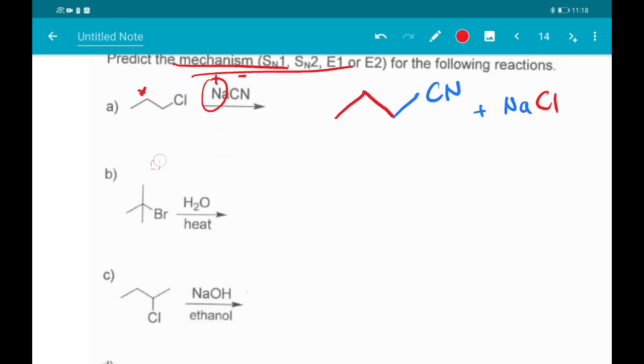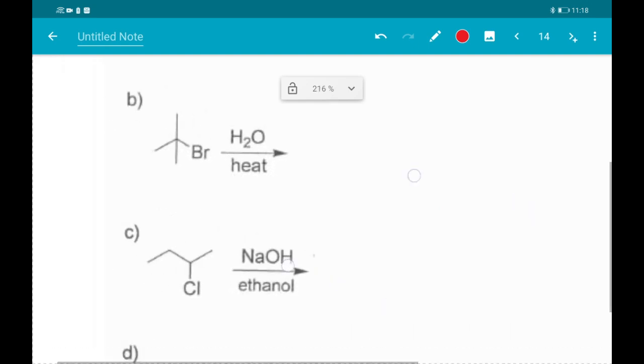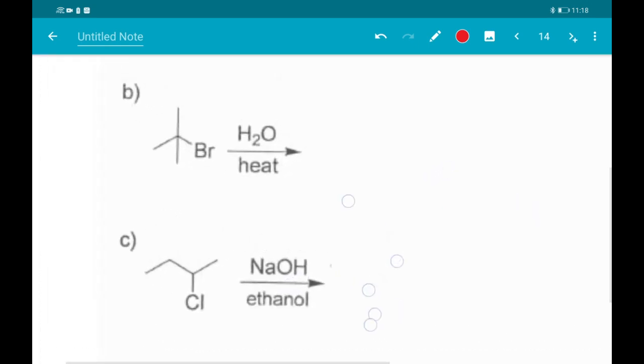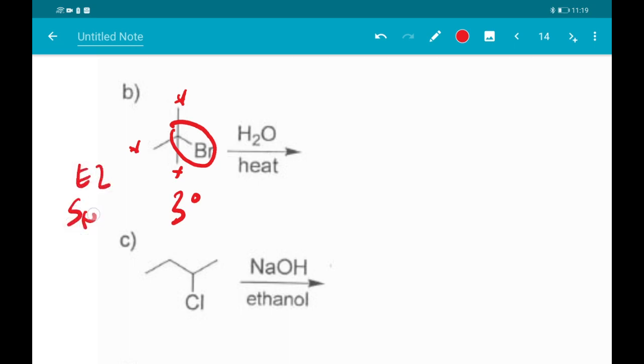For the second one, we have the C-X here, where the halogen is Br, which is attached to 3 carbons, therefore this is a tertiary. For this example, we can immediately eliminate SN2 because SN2 prefers primary alkyl halide. So the options that we are left with are either E2, SN1 or E1. Let's take a look at the next factor, which is the nucleophile.